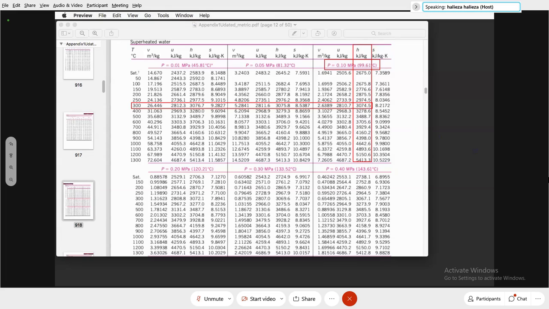Next, for the other stream that is coming in, it was at 400 degrees C at 1 atm also. So same pressure, but now it's a different temperature. So I'm going to use a different color. Let's use purple. So now we have this at 400.